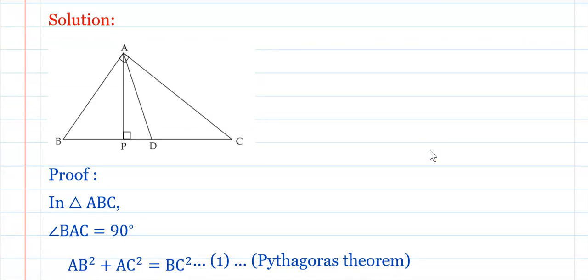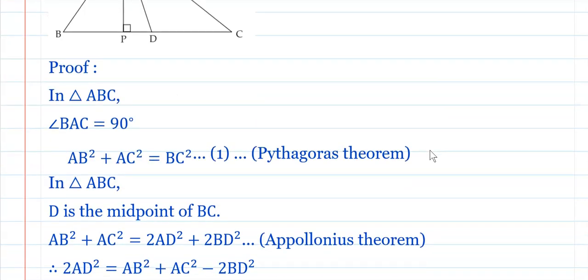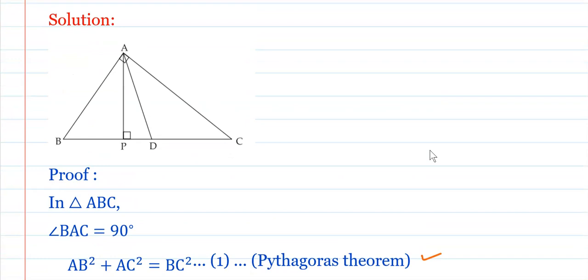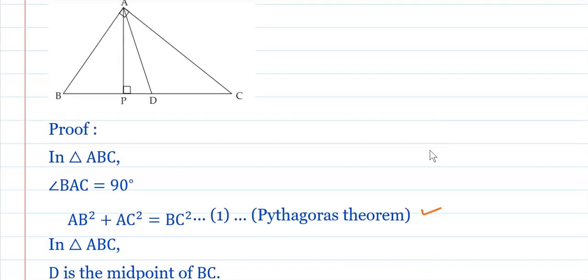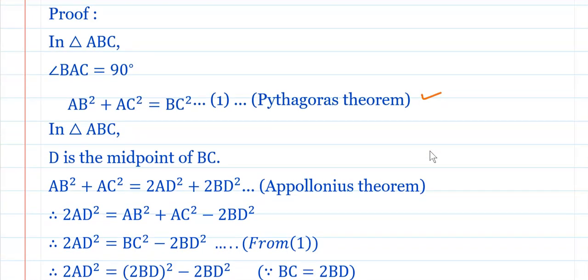Now proof. In triangle ABC, what is the ABC? Angle A is 90. Therefore, AB square plus AC square is equals to BC square. This is the Pythagoras. In triangle ABC again, D is the midpoint. Okay, D ha midpoint hai. Therefore, by the Apollonius, what is that? AB square plus AC square is equals to 2 times BD square plus 2 times AD square. Okay, D is a midpoint.